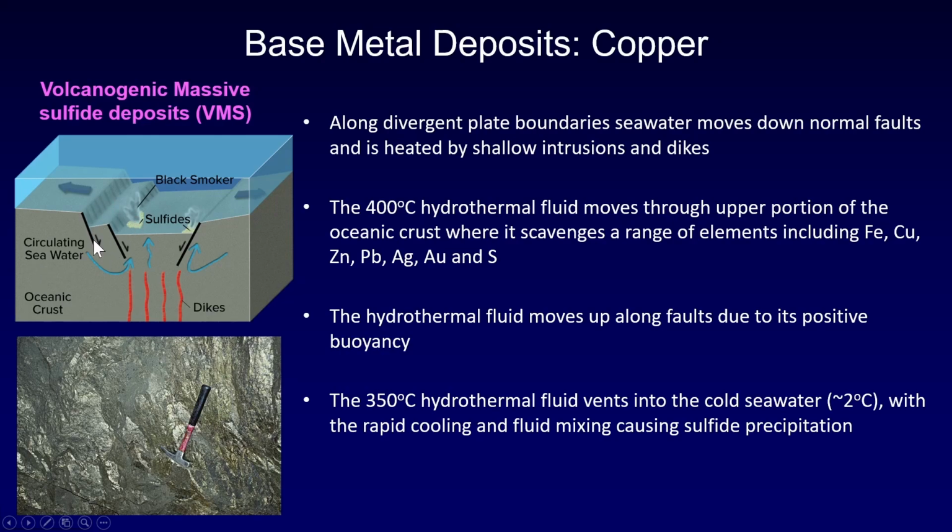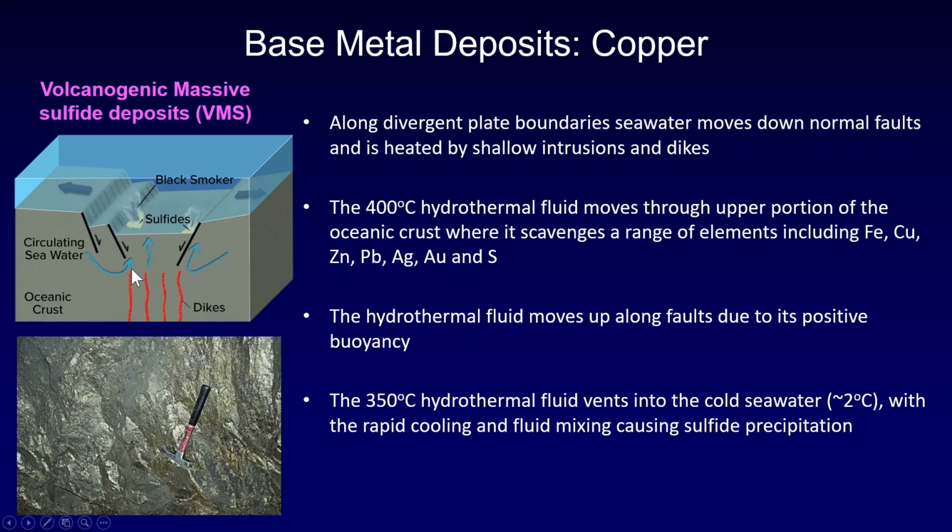So these normal faults are absolutely perfect because they allow seawater to move down them. And as that seawater moves down the faults, it becomes heated by shallow intrusions and dikes in the oceanic crust. The seawater then gets heated up. And of course, as it gets heated up, it becomes more buoyant. And so it wants to rise and it begins to rise back towards the seafloor.